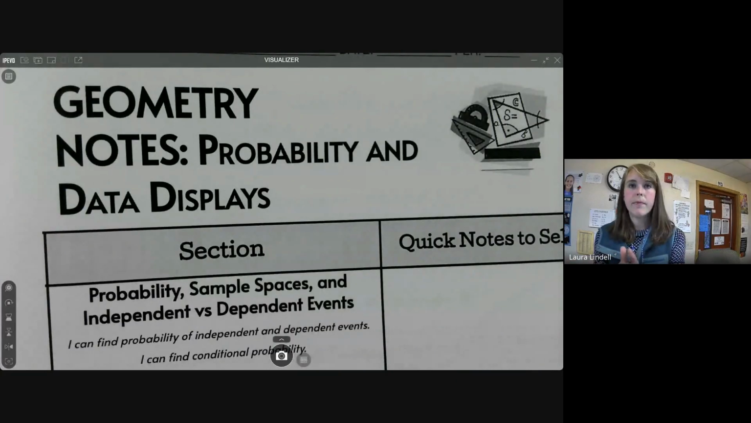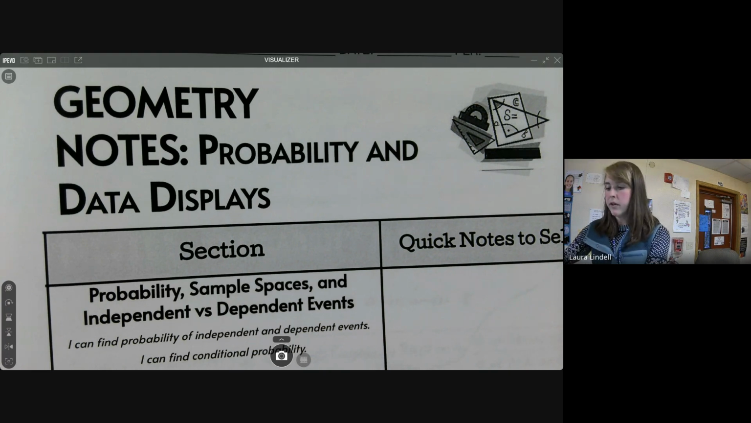All right, hey everyone. So this is day 2 of our probability series. Yesterday we did an intro with sample spaces and theoretical and experimental probability. Today we're going to go over independent versus dependent events. So let's go ahead and get started here.